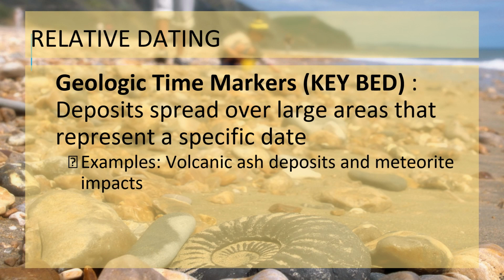All right, so geologic time markers, or a key bed, are deposits that are spread over a large area that represent a specific date. There's 2 things that really give us good examples of this, and they are volcanic ash deposits and meteorite impacts. That's because those are like distinct events, right? A volcanic eruption may happen over the course of days or weeks, but it happens over a short period of time relative to the history of the Earth. A meteorite impact, similarly, is going to be one moment where something impacts and sends up a bunch of sediment into the air that will settle and leave a layer that tells us this big event happened at this time.